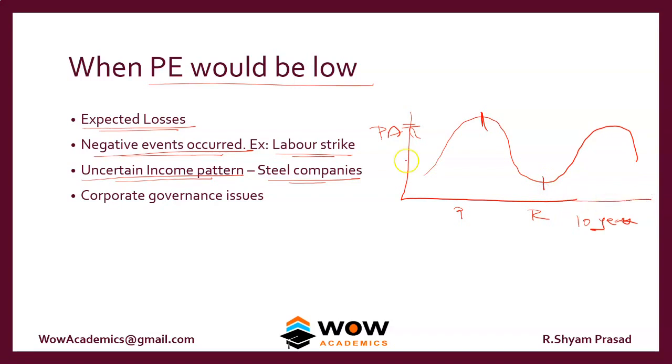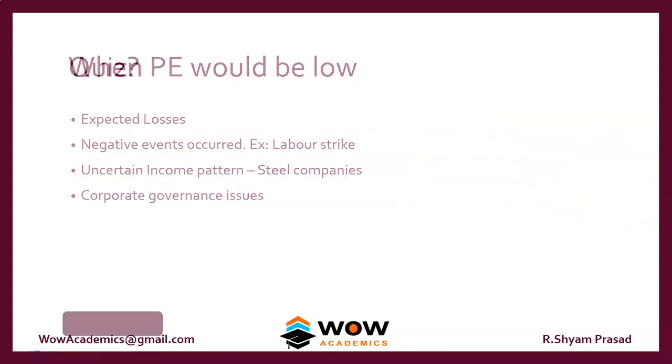But if you take a company like Gillette or Nestle, their earnings would not fluctuate to such a huge number. So if you take Nestle, their price will be much more stable. That's why companies like Nestle will have a high PE, and companies like steel companies whose income patterns are fluctuating, they will have a low PE. And also, if a company has corporate governance issues, then the PE would be very low. So these are the reasons.